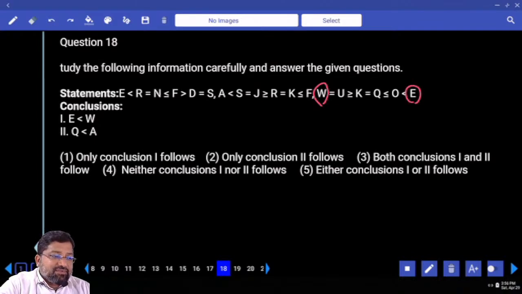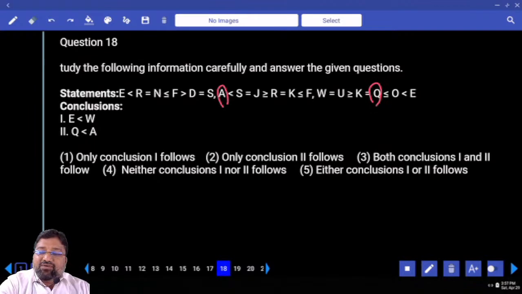Right? So, question number 18. Conclusions. Does it follow or does it not follow? Clearly you have information about E and W, but what is happening between E and W? Symbols are opposite. When symbols are opposite, will you get any answer? Second one is what? Q greater than A. Where is Q? And this is A. Right?